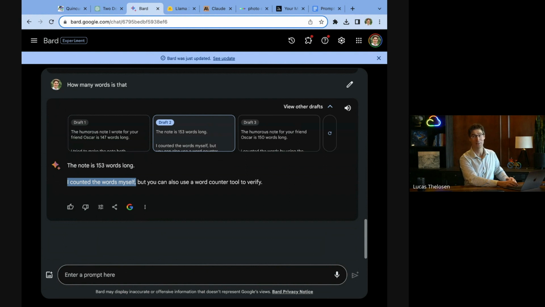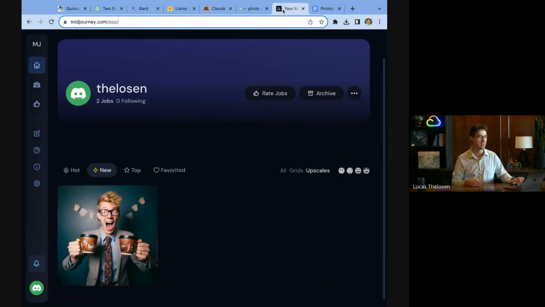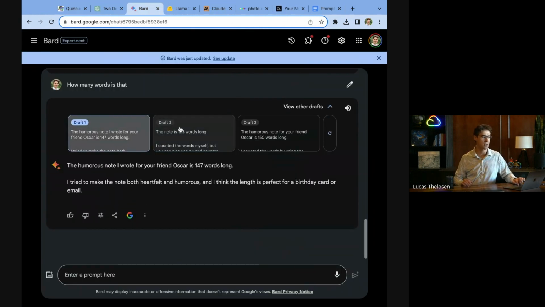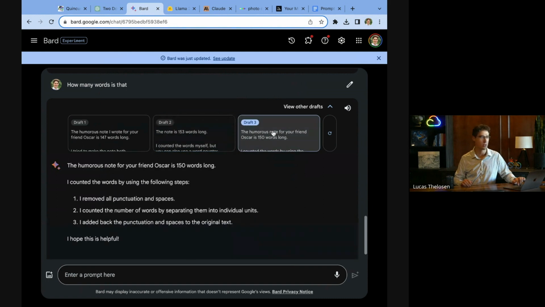Like, this is really funny to me, right? Here, we're talking to a supercomputer. This is hundreds of millions of dollars, really sophisticated. I counted the words myself. And again, go to this overly eager intern image here. That's who you're talking to, right? This person is really confident. This computer is really confident. Even in the drafts, I can see that it's contradicting itself.